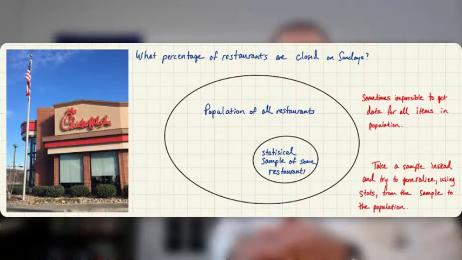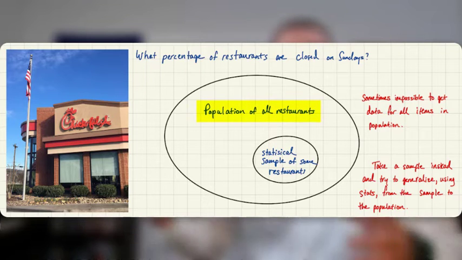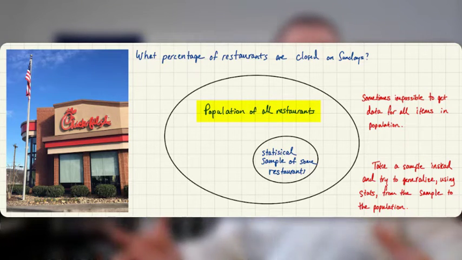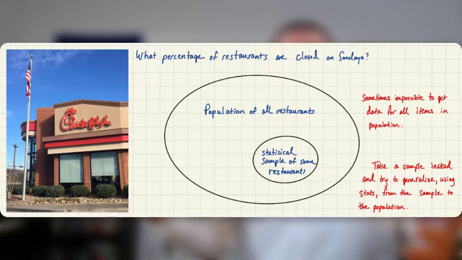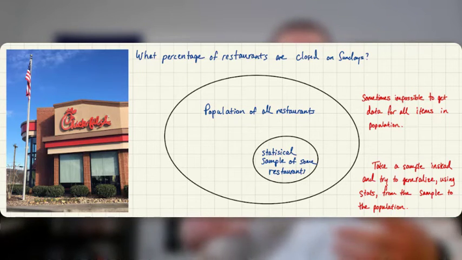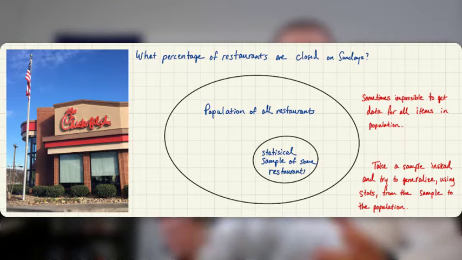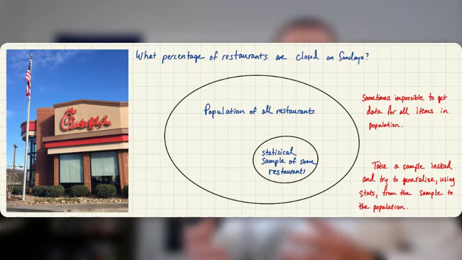And so let me give you an example of this idea of population versus a sample. So we might have a question like, what percentage of restaurants are closed on Sundays? So the population there would be the listing of every restaurant maybe in the United States. That would be the population of restaurants. But it's unlikely that we'll be able to gather data on every single restaurant in the United States.